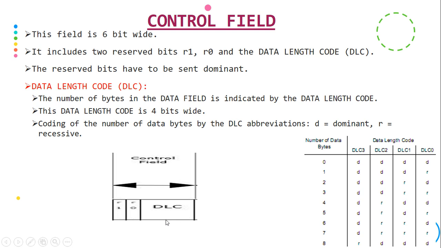This basically defines the size of the data that is present in the data field, and it is 4-bit wide, and the permissible amount of data transmission varies from 0 to 8 bytes, and above that the numbers are not considered. And say if all the 4 bits are D, number of bytes transmitted is 0. If the LSB bit is R, rest of all are D, it is a 1 byte transmission, and so on.